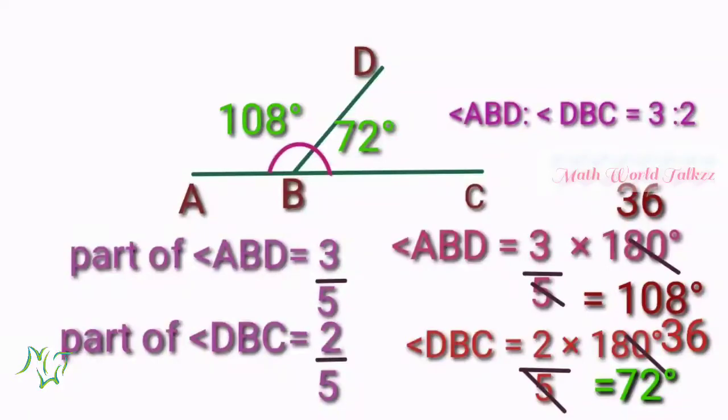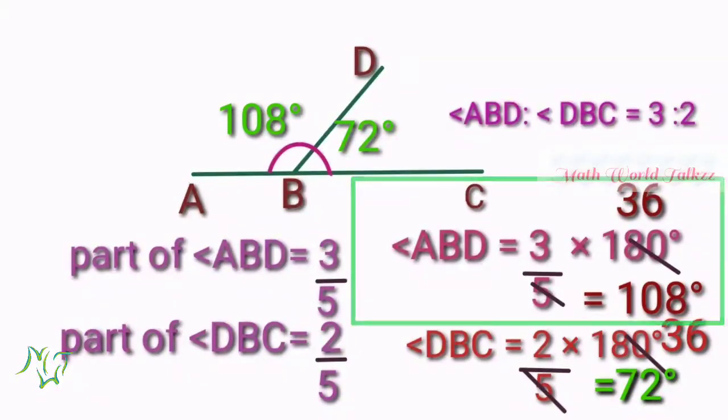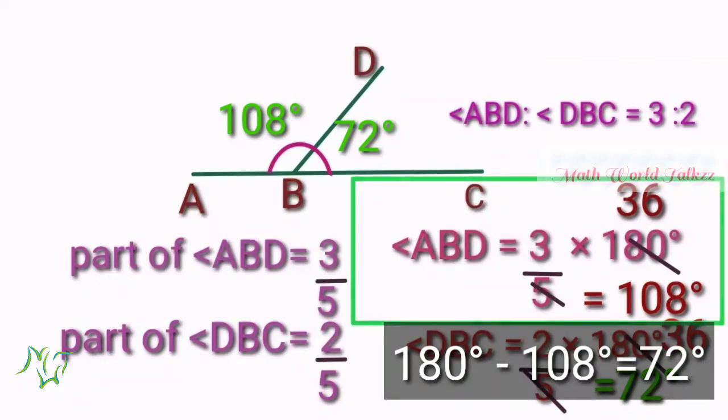There is also another method to find the second angle. That is, if we first find 108 degrees, we can find the second one by subtracting 108 from 180 degrees. Then also we get 72 degrees.